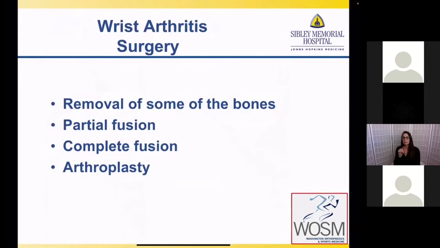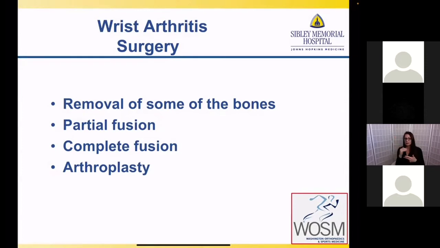I'm going to talk just a little bit about arthritis of the wrist and surgery for arthritis of the wrist. There's really three main ways to deal with this. One is to remove some of the bones. The other is to fuse part of the wrist, but leave some of the wrist open for motion. And the next one is a complete fusion.